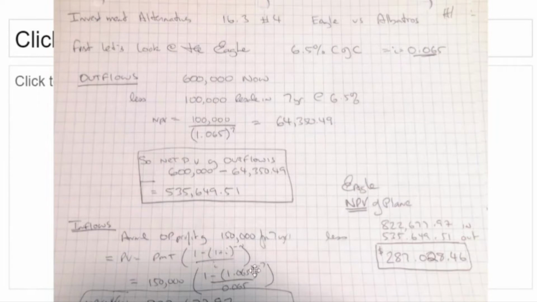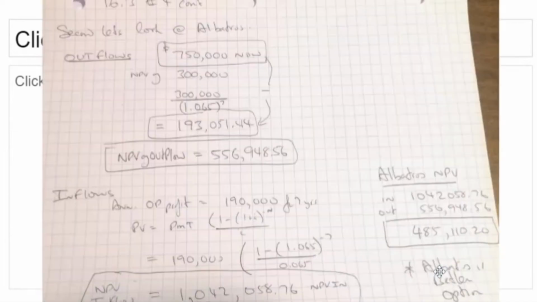Okay, so there's 535 going out, 822 going in. So what is the net present value of that particular airplane? It's the difference between the two of those amounts, which is $287,028. So that's good. Let's look at the Eagle. We say, yeah, the Eagle is a positive number. It's not a bad plane to buy, but let's compare it to the Albatross.